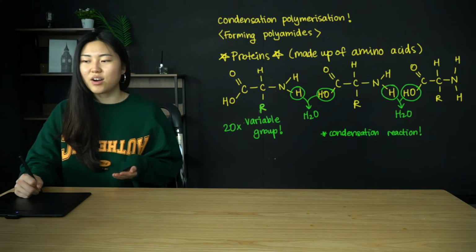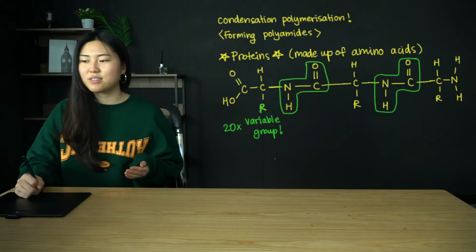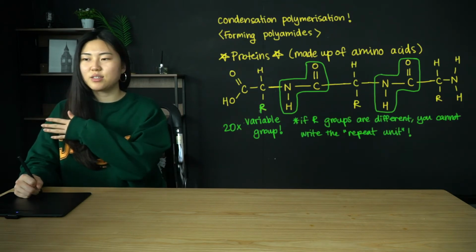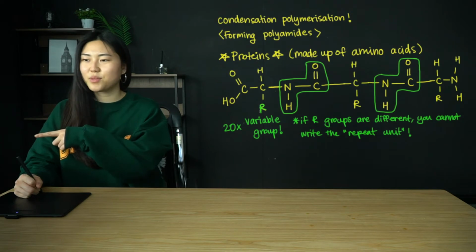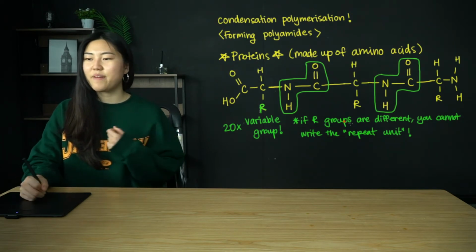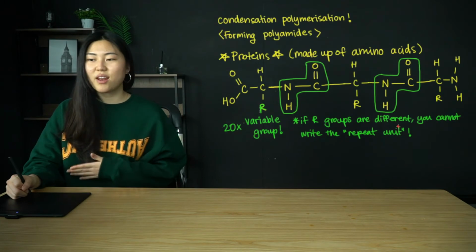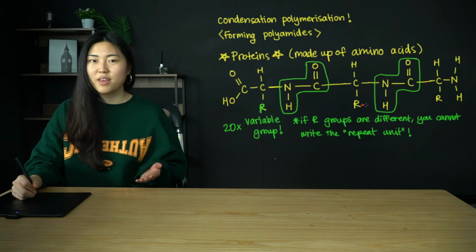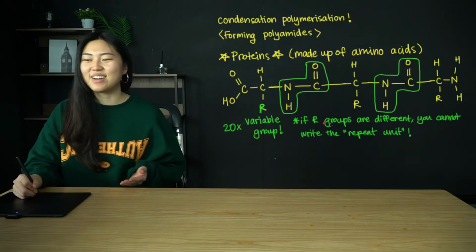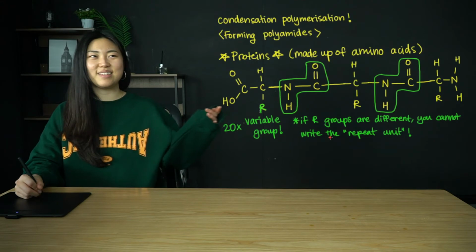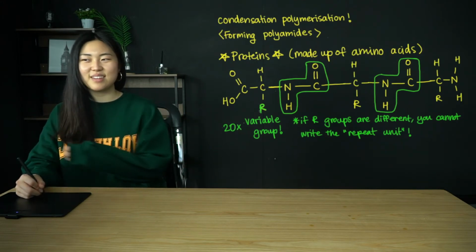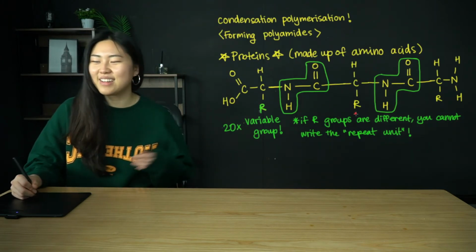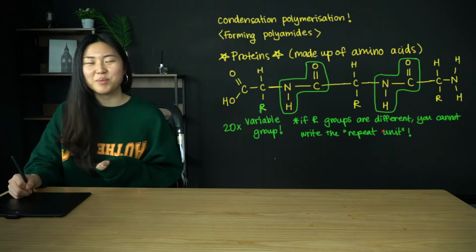Okay, proteins are an example of polyamides. So we get all the amide bonds, and they can continue. This is just like three amino acids joined. If the R groups are different, you cannot write the repeat units, obviously, right? If the R groups are the same, which doesn't really occur in nature, there might be repeating units, but I don't think there are many proteins that have the same amino acids. Anyway, if the R groups are different, you cannot write the repeat unit.